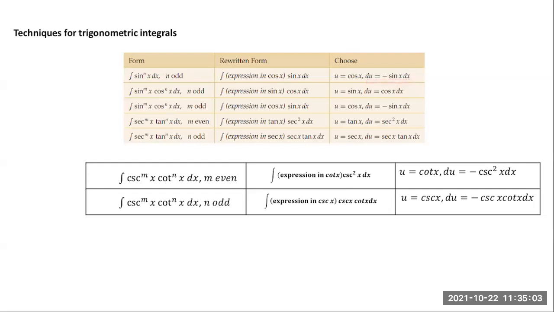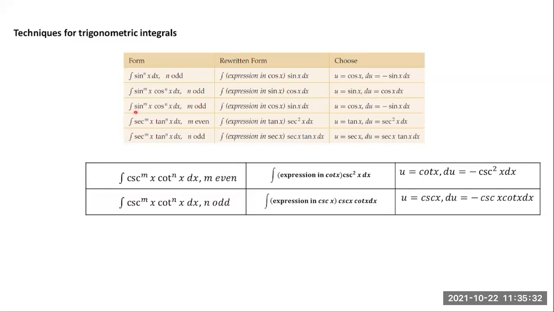And then the next type is integrals of this form. If you have an integral of this form, sine mx times cosine nx with n is odd, then first you need to rewrite this integration in this form: cosine x dx at last, and then you write the remaining thing in terms of sine x. In that case, your substitution is going to be u is equal to sine x.